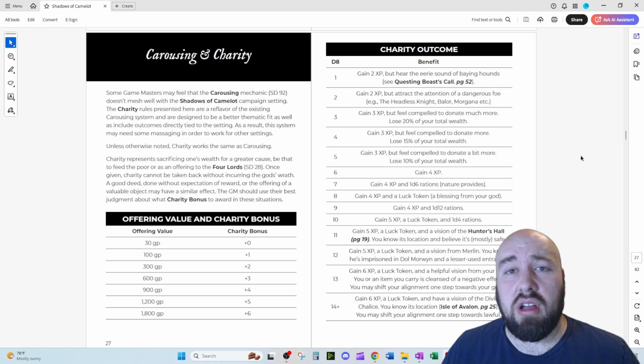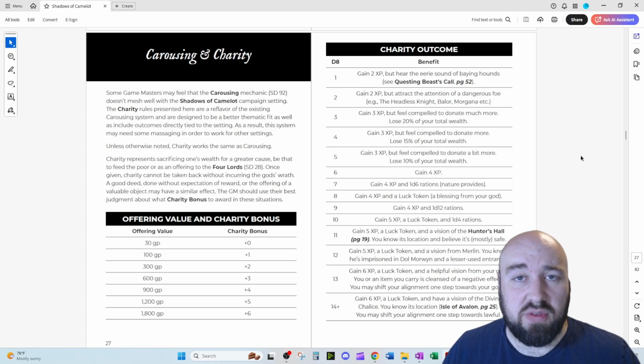Next, we move into the section on carousing and charity. As I referenced earlier, charity is more of a reskin or a reflavor of the existing carousing system, and is designed to be a better tonal fit with the more noble dark setting of Shadows of Camelot. Now, I've done the best that I can to try and keep these two systems as relatively balanced as possible, while slightly changing the tone to be a better match for the setting. Also, one thing that's pretty interesting is that on this table, there are very setting-specific events that can happen as a result of rolling on the charity table.